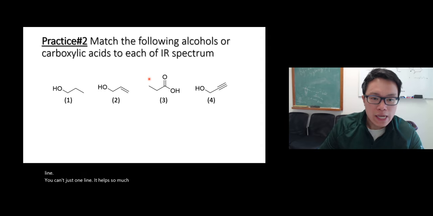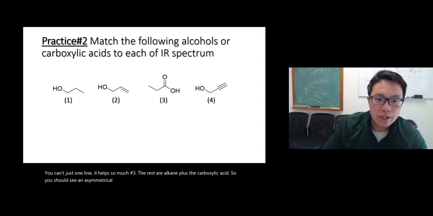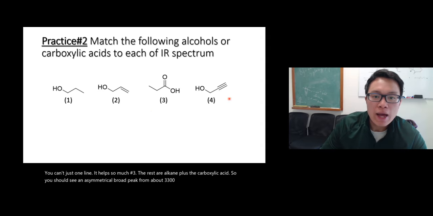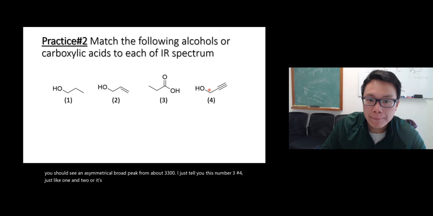Number three, the rest are alkane plus a carboxylic acid. So you should see an asymmetrical broad peak from about 3300. That tells you that's number three. Number four, just like one and two, OH symmetrical broad, right, plus an alkyl sp3 CH bond.